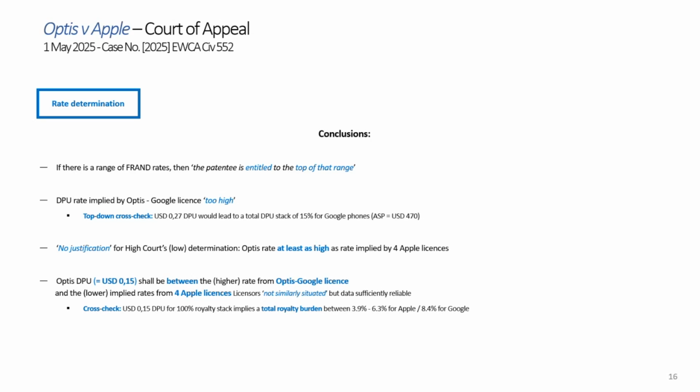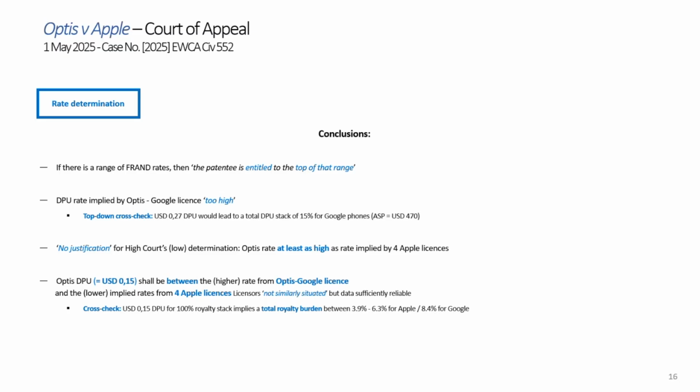The court found that it was not the case. It found that this rate implied by the Optis Google license was too high. And to basically confirm that, it also made a so-called top-down cross-check here. It said that if you would apply this rate of 27 cents per unit on a Google phone, this would mean that the total stack that Google needed to pay for its phones would be 15% of the average selling price, and this was, in the eyes of the court, too high. So this rate was too high.